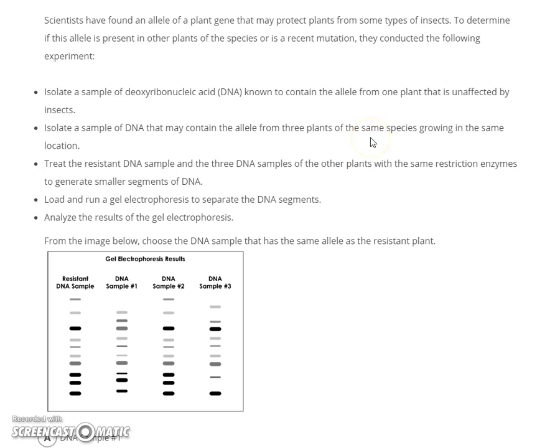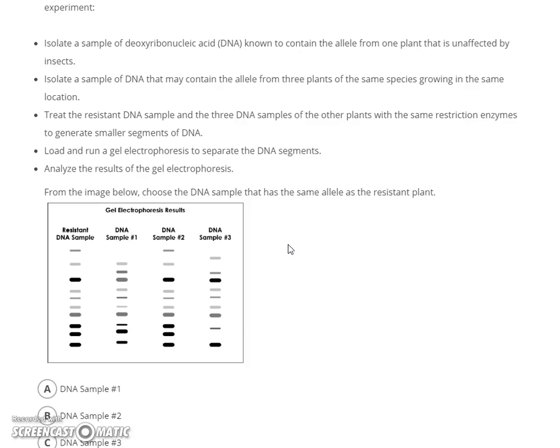Alright, next up we have an electrophoresis question. The question is asking you to find out if this insect-resistant gene, which we see here in the resistant sample, is making its way into the population of a particular crop. So we look at these different samples from the crops. This is DNA sample 1, 2, and 3. And we're looking for whether any of these samples seem to match the resistant sample.